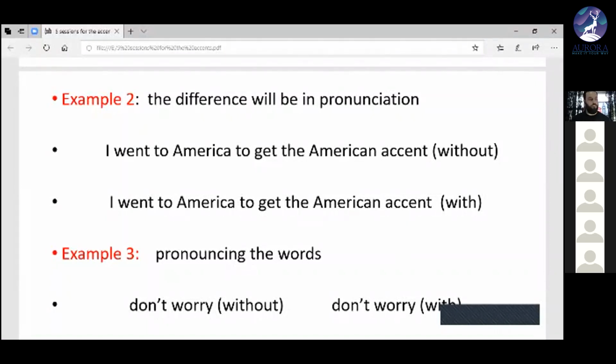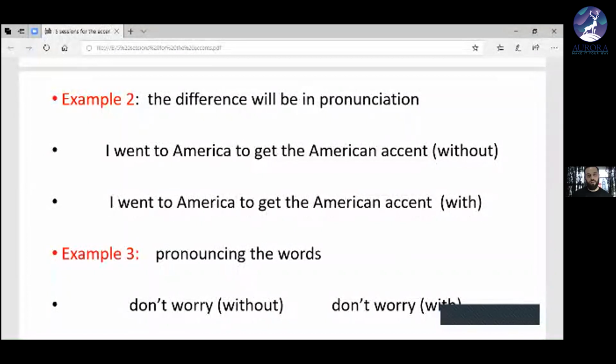Okay, don't worry if it is a British accent or the American accent. This is not my issue here now. I'm just taking an accent. Whichever it is, it's up to you. But now, with accent or without an accent. Example 3 here. Pronouncing the words.